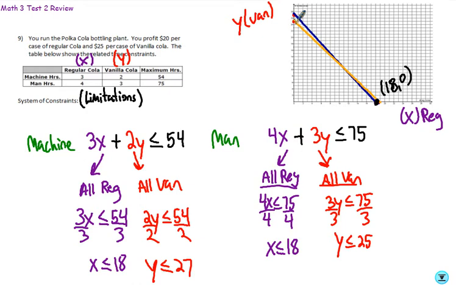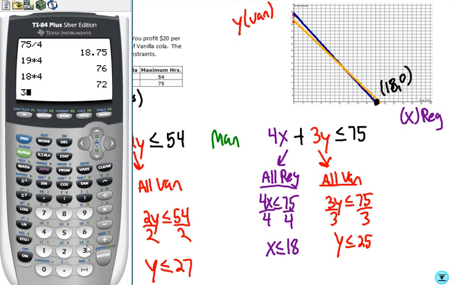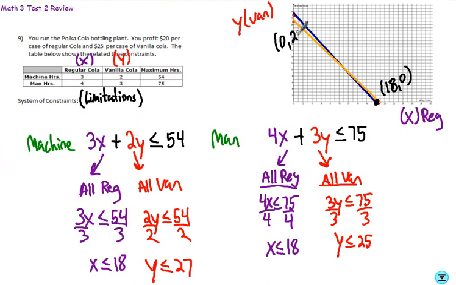Well, I've got enough machine hours to do 27 of vanilla. But if we look at this one over here, my man hours, 3 times 27 is 81. So that puts me over. I've only got 75. So I can't do 27, so I have to go with the lesser of the two, which would be 25. So my all vanilla number is going to be 0 regular and then 25 vanilla.